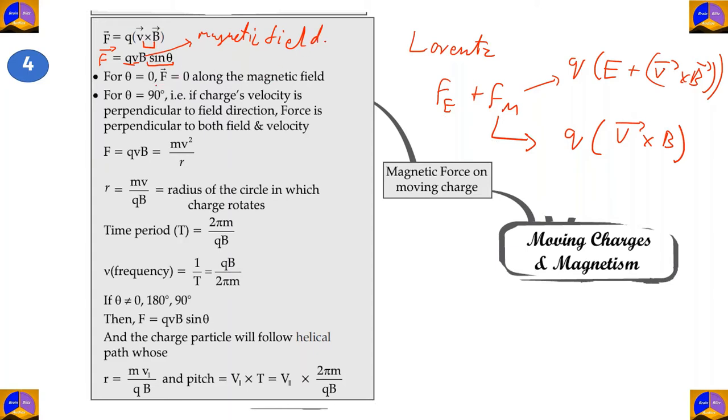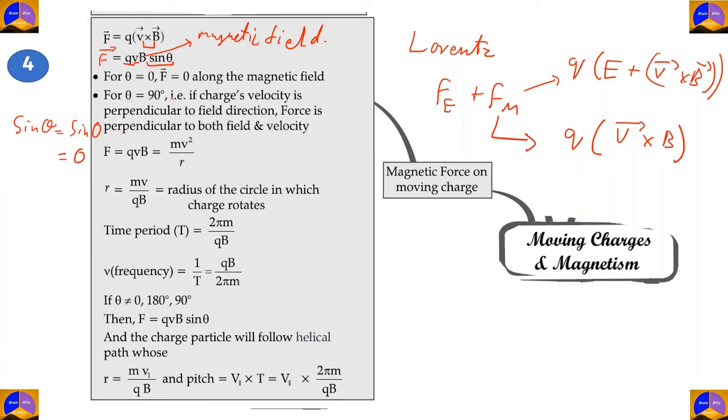Now, there are a couple of things about this formula. When theta is equal to 0, sine theta would be equal to sine 0, which is equal to 0. So, since it's multiplied to all the other quantities, the whole force, when it is along the line of the magnetic field, would be equal to 0. So, F is 0 along the magnetic field.